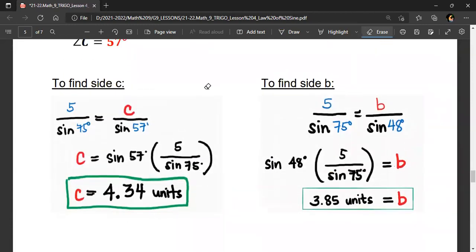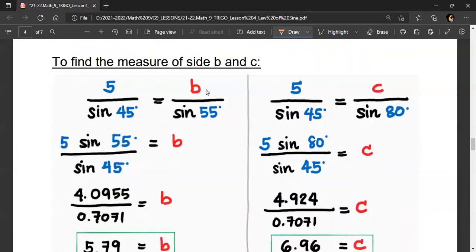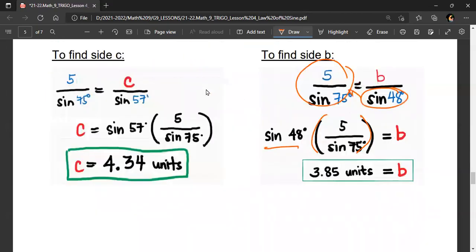Now, what we did a while ago with measurement of side C is the same also with side B. We cross multiply, and if you notice over here, sine 48 will also be multiplied with this relation. That is why sine 48 is outside of the open and close parentheses. But it is also the same as what we did a while ago in the first example, where 5 is multiplied with sine 55 and 5 is multiplied with sine 80, meaning they are the same. Now, when you input this in your calculator, you will come up with an answer of 3.85 units.